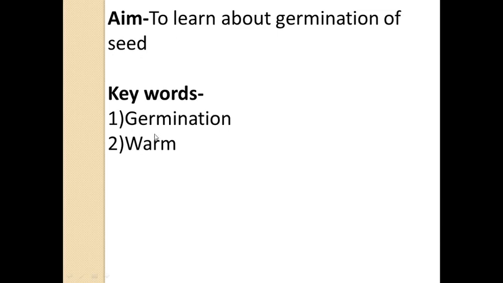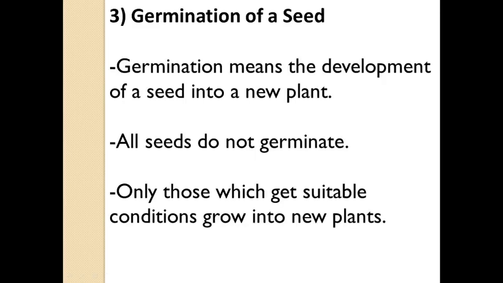Two keywords are there: germination and warmth. Here we have learned what germination is. Germination means the development of a seed into a new plant. But all seeds do not germinate because all the seeds cannot get the suitable conditions. Now what are those conditions? Air, water and warm temperature. So only those seeds that get suitable conditions grow into new plants.